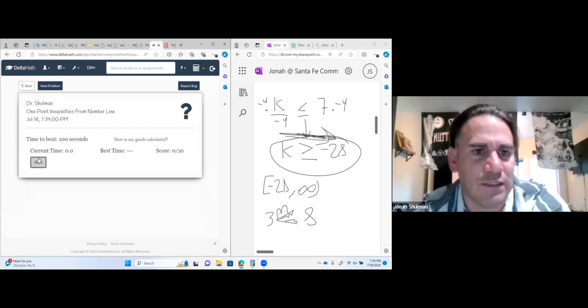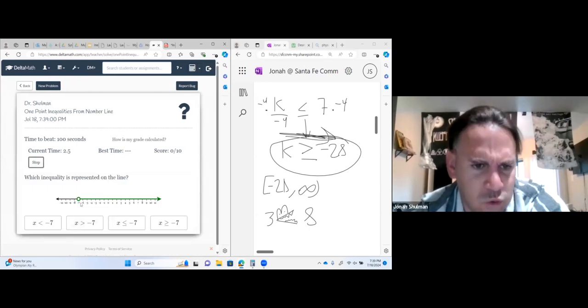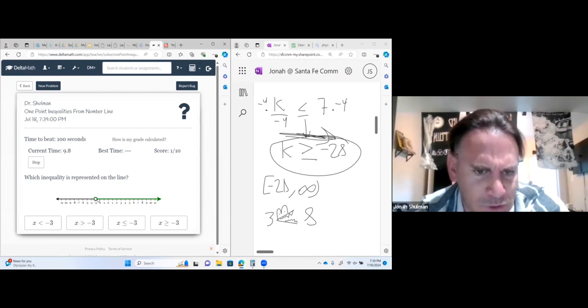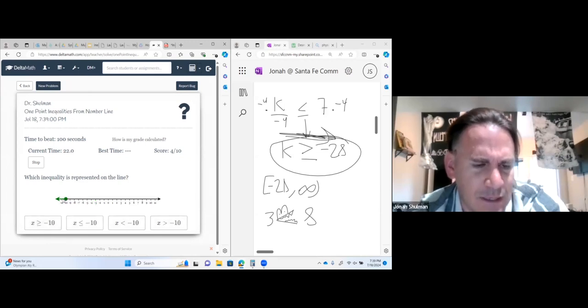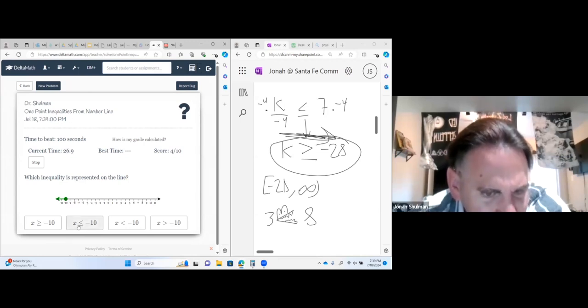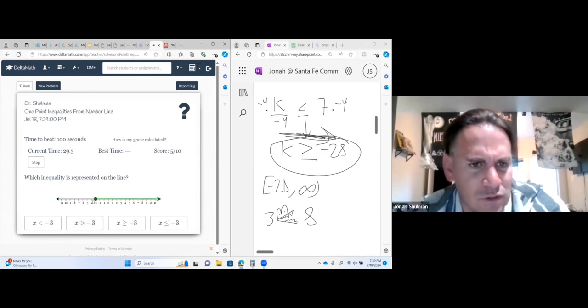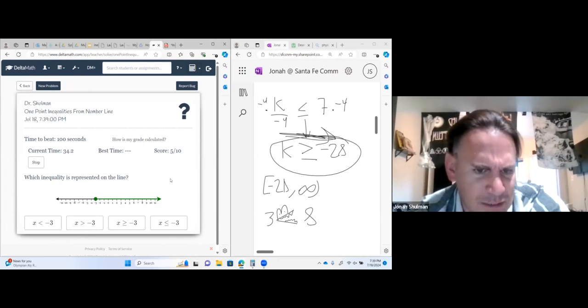All right, here's another practice. Which one is it? It's open circle, and it's everything greater than -7. It's open circle, and it's everything greater than -3. It's closed circle, and it's everything less than 7. It is open circle, everything less than -3. It is closed circle, everything less than -10. So it's going to be less than -10 and closed. It is closed circle, and we want everything bigger. So everything bigger is to the right, and it's closed.